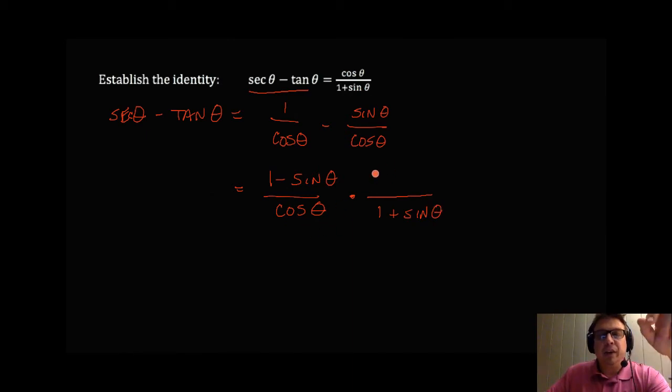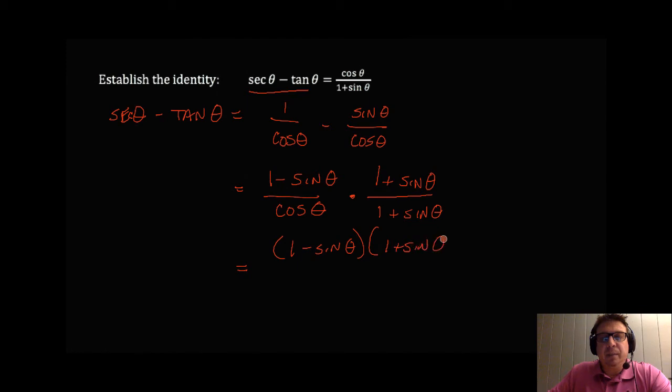And in the numerator, I'm going to introduce 1 plus sine theta. All I've done is this is 1. That's all I've done. I've just changed this to a 1, and now I'm going to go through and work on it to see if I can get it to become what I need. So now I'm going to end up with, in my numerator, 1 minus sine theta times 1 plus sine theta, all divided by cosine theta times 1 plus sine theta.